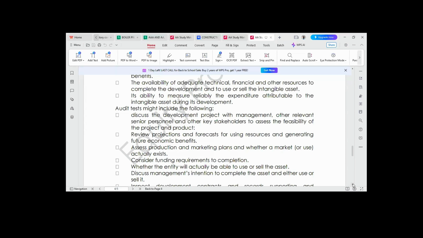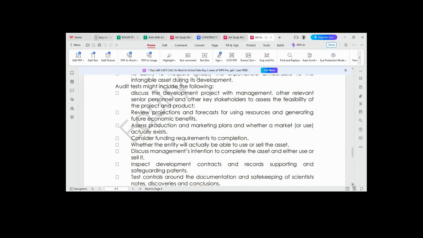Other tests the auditor will carry out: whether the entity will actually be able to use or sell the assets. Let us also discuss with management their intention to complete the asset and either use or sell it. Then the auditor also inspects development contracts and records supporting and safeguarding patents. The auditor also tests controls around the documentation and safekeeping of scientists' notes, discoveries, and conclusions.